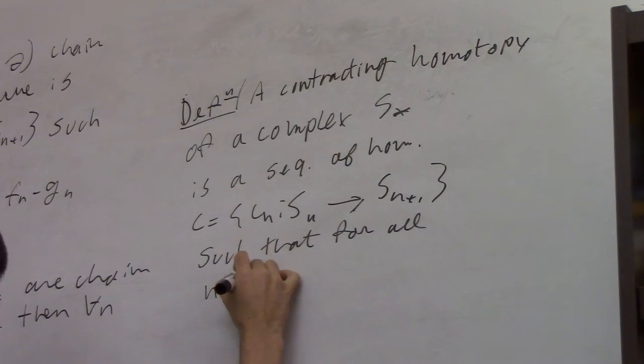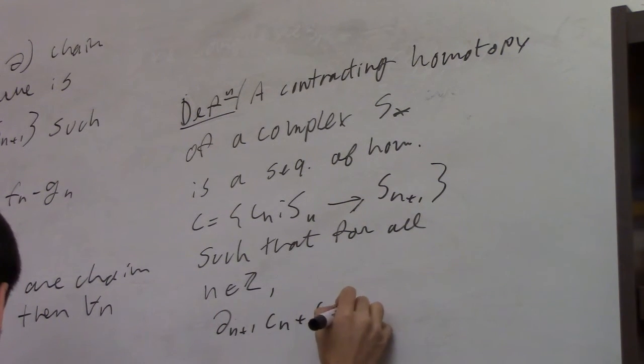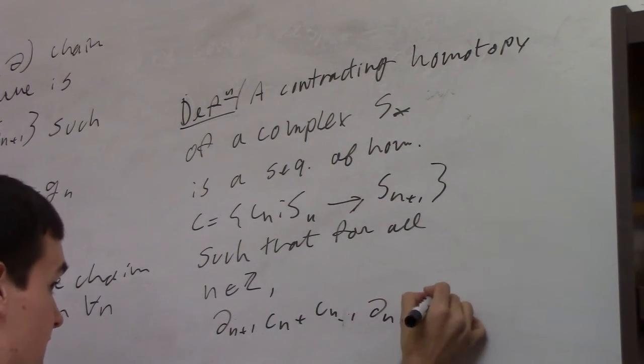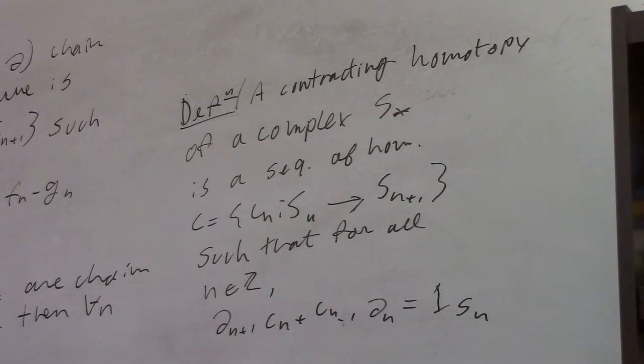Such that for all n in Z, partial n plus 1 times c n, plus c n minus 1 times partial n, is equal to the identity on S n. I hope the camera can get it there. Okay. So essentially, it's just a chain homotopy between the identity map and the zero map on the complex.